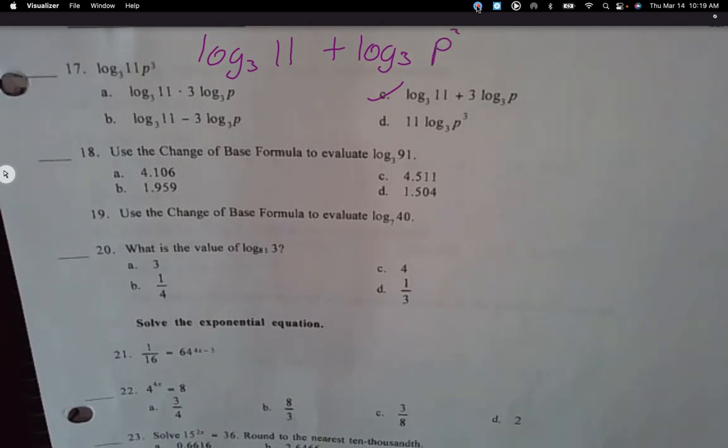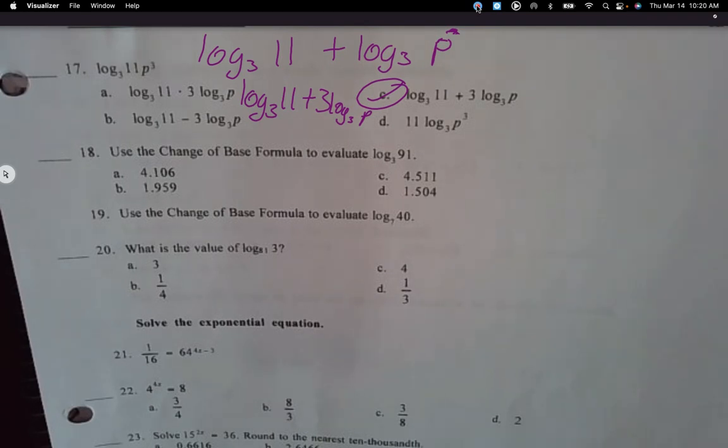What do you notice? Let me write that a little bit better. That's supposed to be a 3 up there, but it's not. Let me write it. Okay. Notice they don't have an exponent on their p. What do they do with that? Remember, when you have an exponent, you can bring it to the front. So your answer is C. So you get log base 3 of 11 plus 3 log 3 of p.